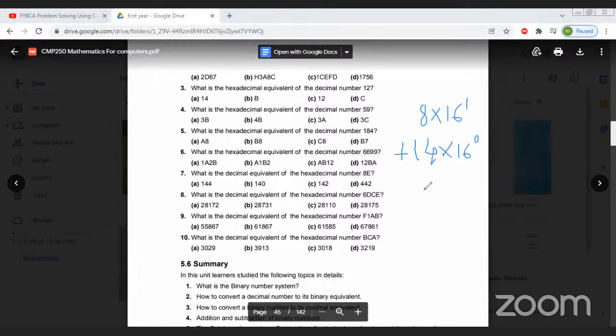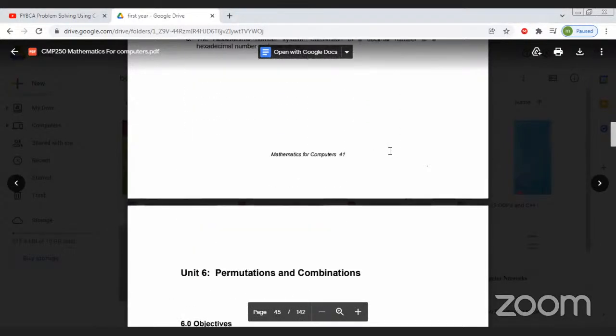6 8s are 48. So 128. Anything raised to the power 0 is 1. So 128 plus 14. So 142. This is your answer. This is how you are going to solve it in your question paper.